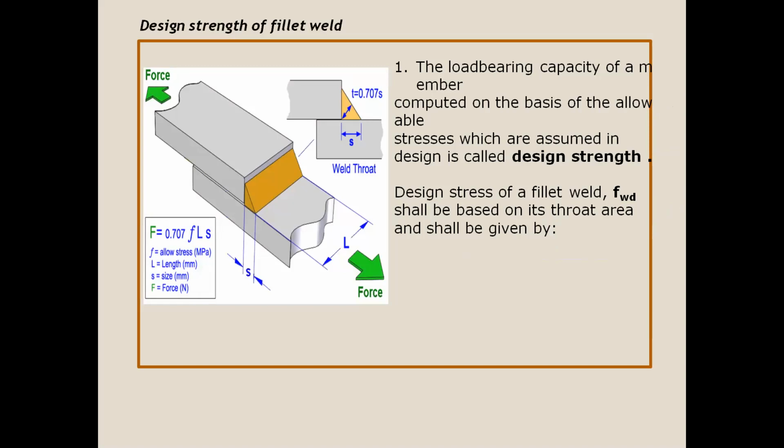Design strength of fillet weld. See the diagram applying force. This yellow color is the size of weld. Throat thickness T equal to 0.707 S, where S is the size of weld. I already explained this value. Weld throat, force. This is the force, this is the length of the plate.